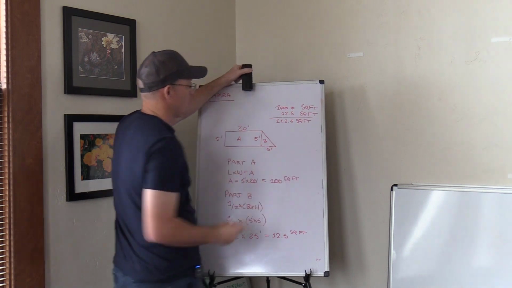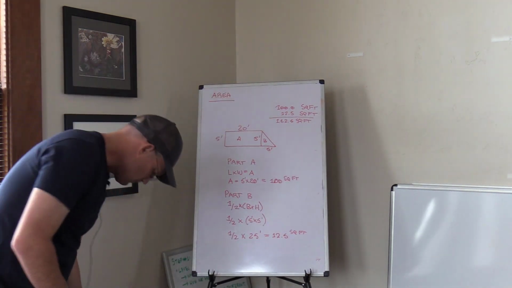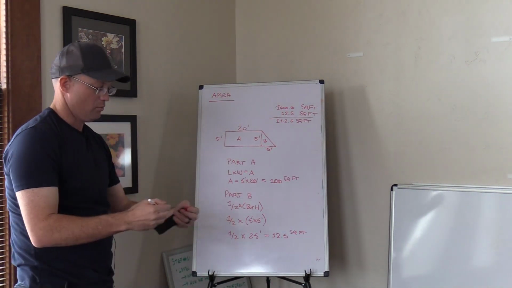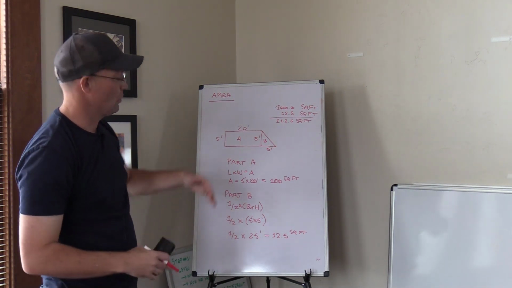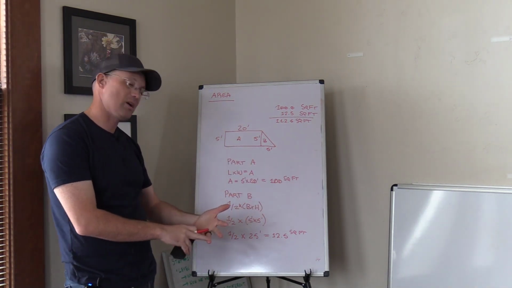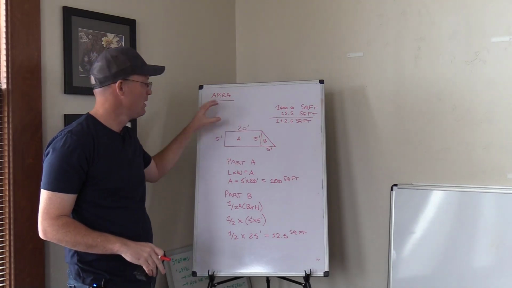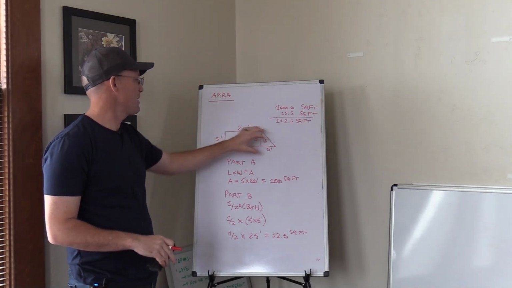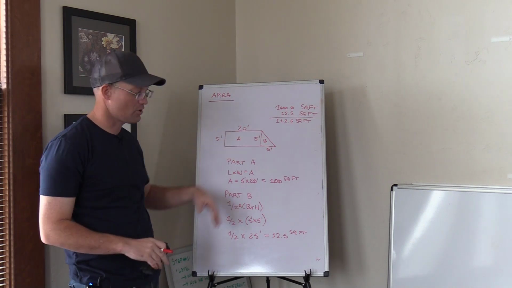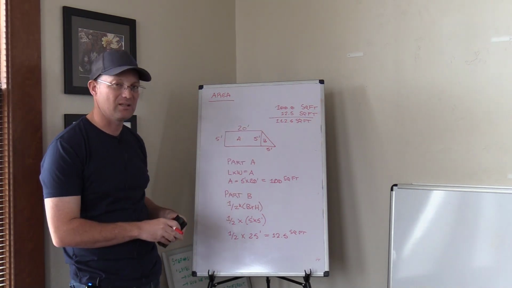All right. So we learned what area is in this video. We learned how to calculate the area of squares, rectangles, and right triangles. And we looked at an example problem of a shape that's made up of two different parts, one a rectangle, one a right triangle, and we showed you how to calculate that total area.